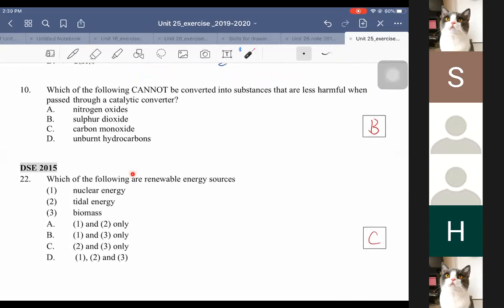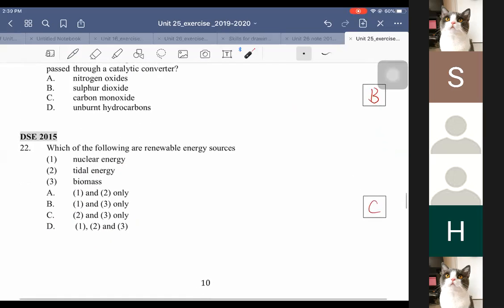You have learned this in your IS in grade 7. Okay, nuclear energy is a non-renewable energy source because that requires chemical reaction. Okay, and it's not renewable energy source.